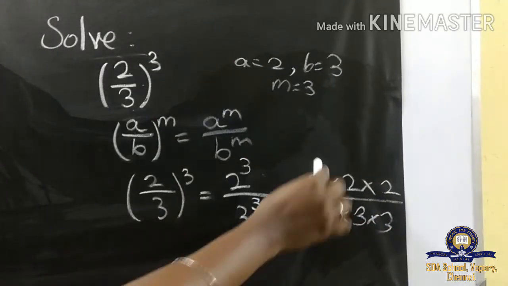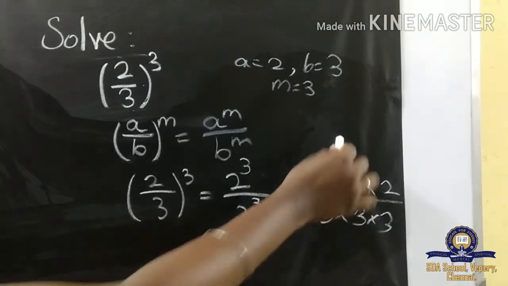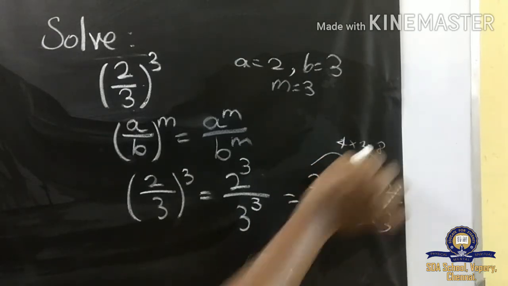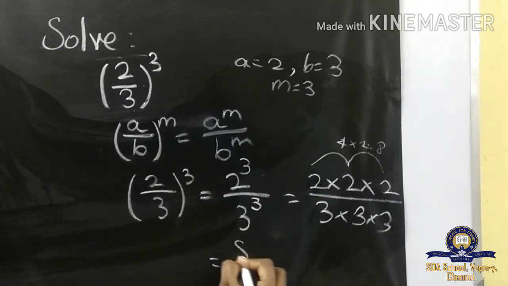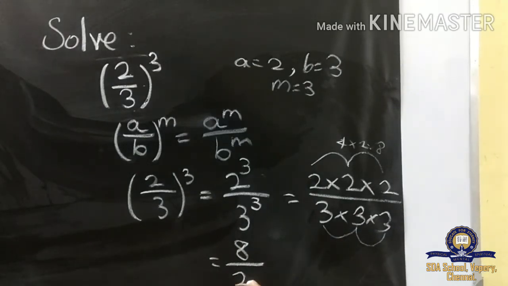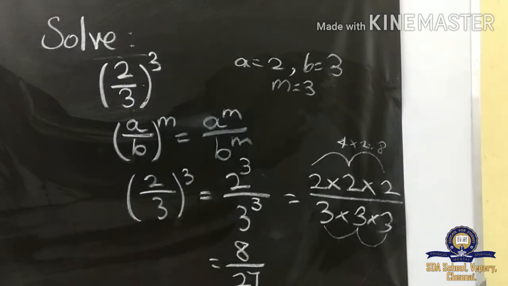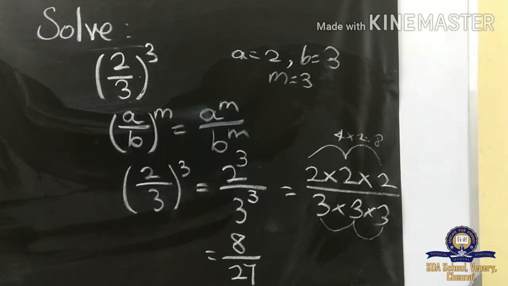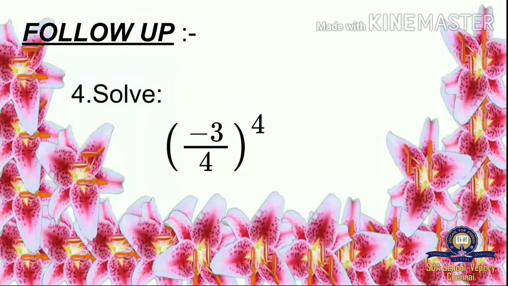If you multiply 2 into 2, what will be your answer? It is 4, right? If you multiply 4 into 2, your answer is 8, right? So the value is 8 divided by 3. 3 3s are 9 and 9 3s are 27. So we just solved this 2 by 3 the whole power 3, and your answer is 8 by 27. Here is your follow-up work.